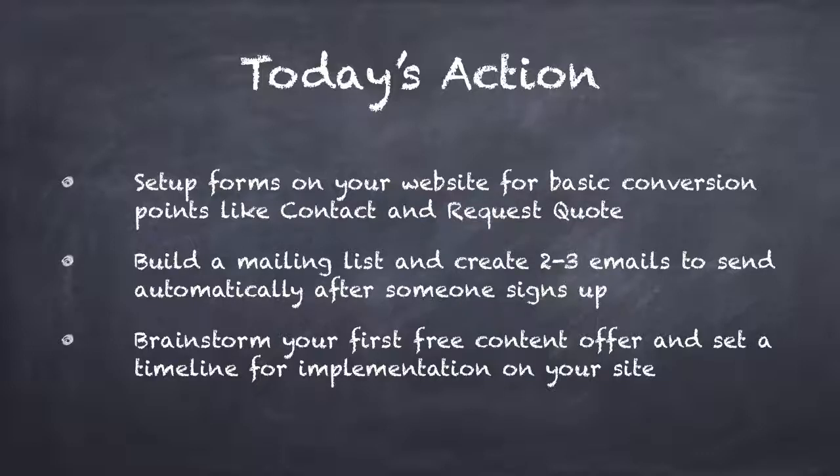Create 2 to 3 emails to send automatically after someone signs up for that list so that you can follow up with them and nurture that lead along. And then brainstorm your first free content offer and set a timeline for when you want to get that up. It's going to depend on how long it is. If you want to write a book, for example, you probably need a couple weeks at least. And we can go into a little bit more, down the line, how to get that done, how to write the book, how to get a cover, and all that other cool stuff. But right now, just start thinking about what you want that offer to look like, and we can take it from there.